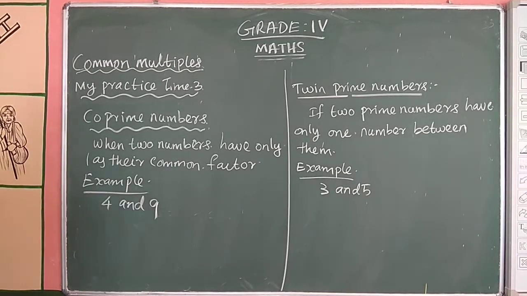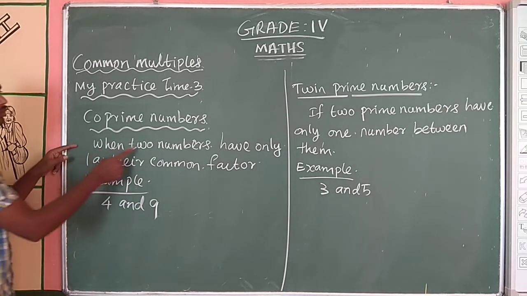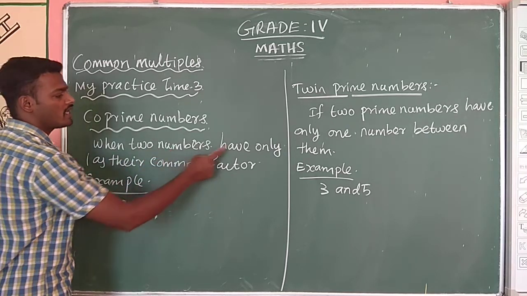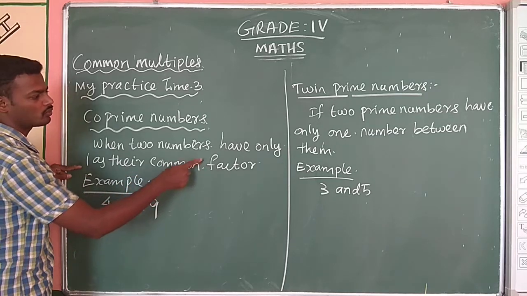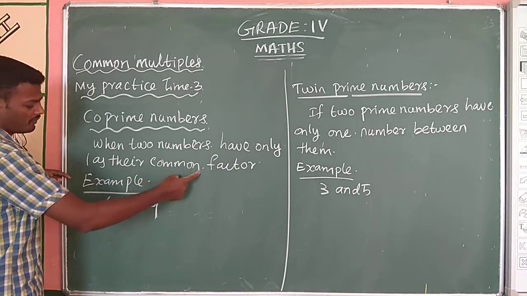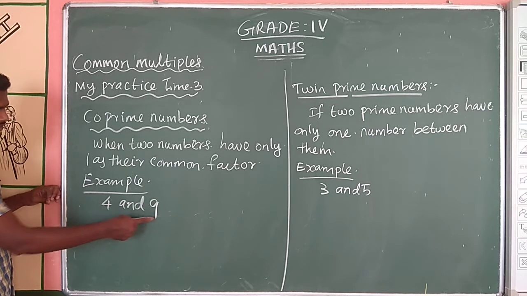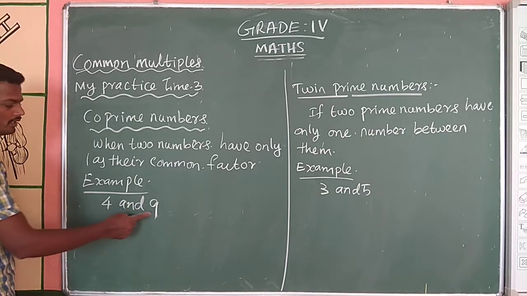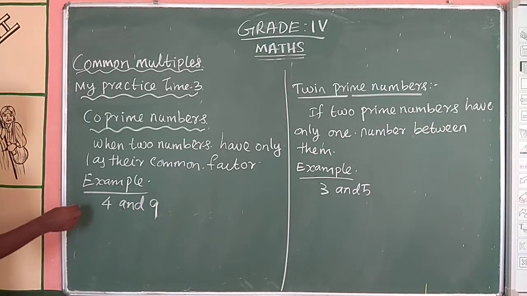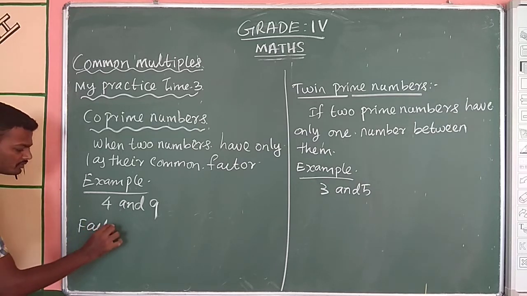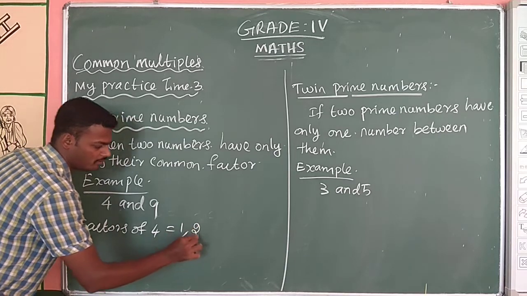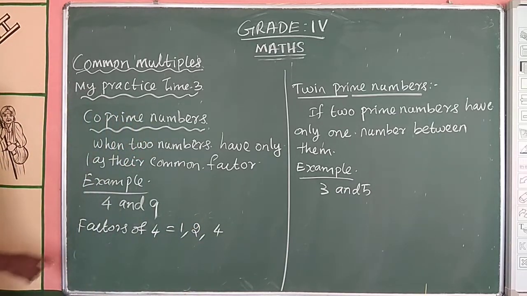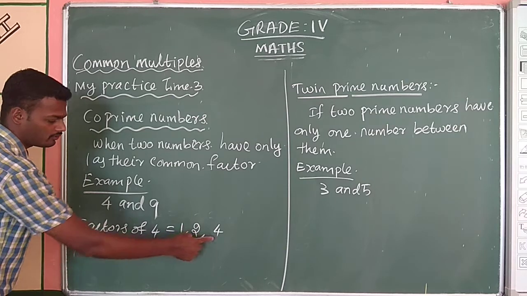Next one, co-prime numbers. Co-prime numbers are two numbers that have only 1 as their common factor. For example, 4 and 9. Factors of 4 are 1, 2 and 4, from the first table, second table and fourth table.